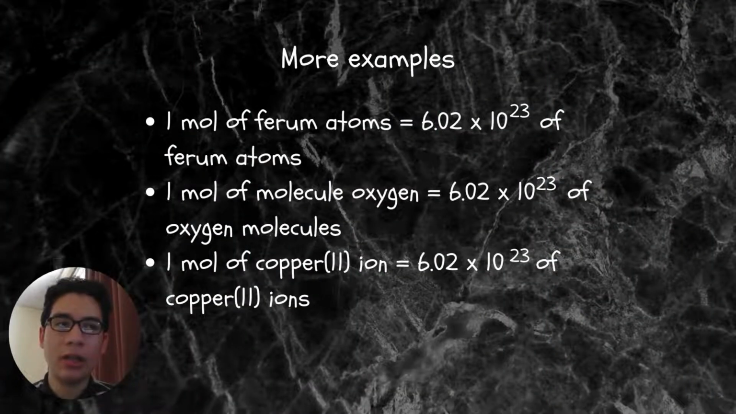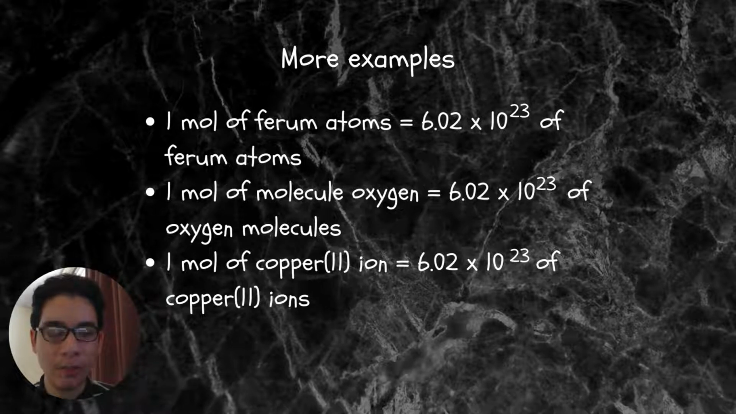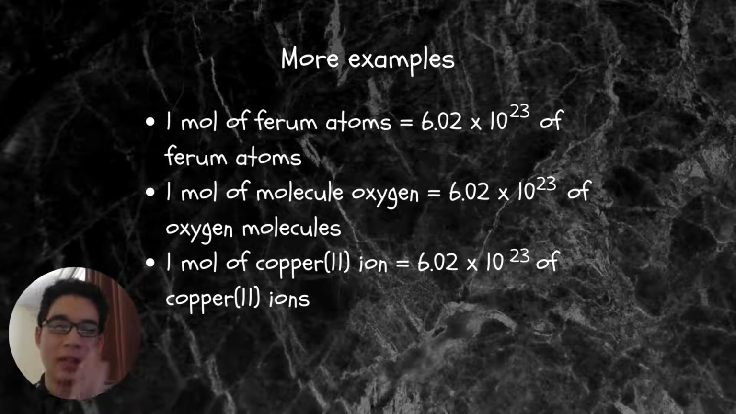In the previous slides, I did mention that the particles or basic entities could exist in many ways, but after 18 years of learning, I'm pretty sure most people will only remember three, which are atoms, molecules, and ions. So here are examples you can understand. For the first example, 1 mole of ferrum atoms contains 6.02 times 10 to the power 23 of ferrum atoms. 1 mole of oxygen molecules contains 6.02 times 10 to the power 23 of oxygen molecules. 1 mole of copper 2 ion contains 6.02 times 10 to the power of 23 of copper 2 ions.